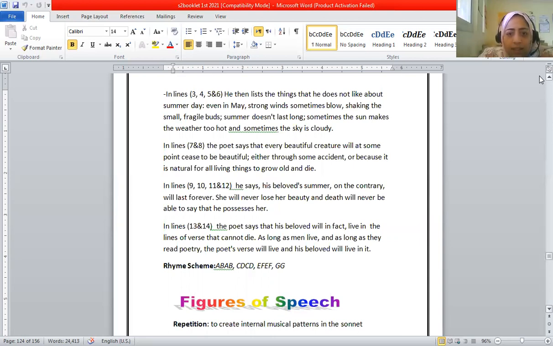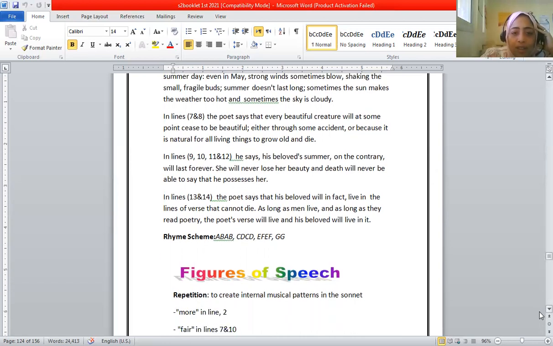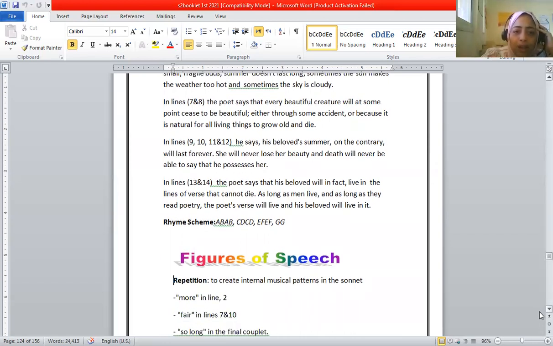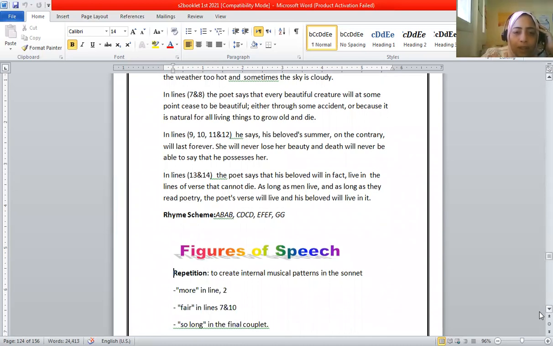Even in May, strong winds sometimes shake the small fragile buds. Summer doesn't last long. Sometimes the sun makes the weather too hot and sometimes the sky is cloudy. So now he said bad things about summer. Of course, these things are not in his lover, because she is absolute and eternal.